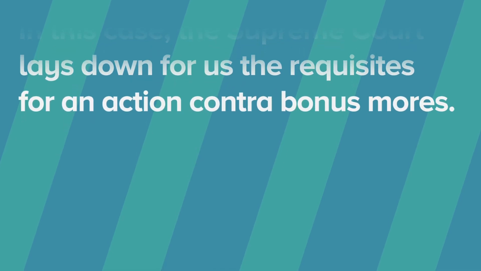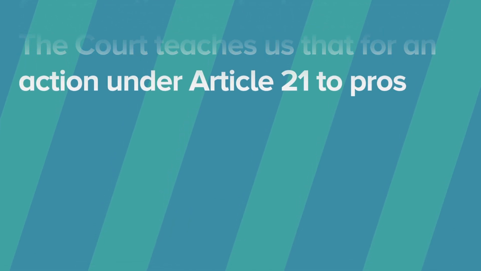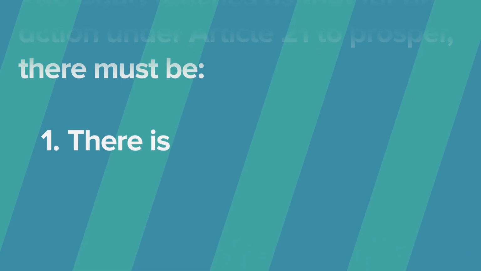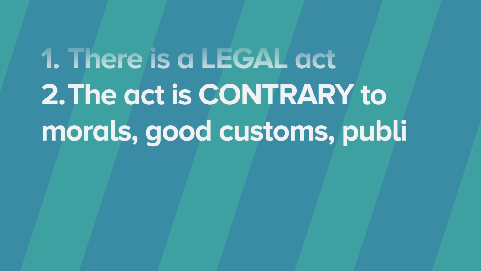The court teaches us that for an action under Article 21 to prosper, there must be: 1. There is a legal act. 2. The act is contrary to morals, good customs, public order, and public policy. 3.